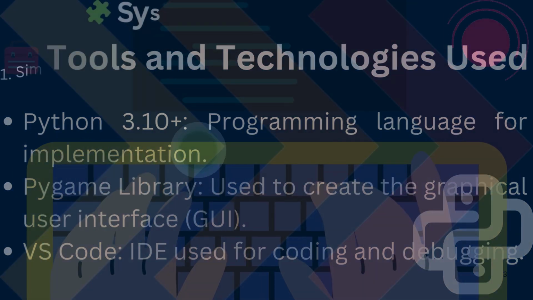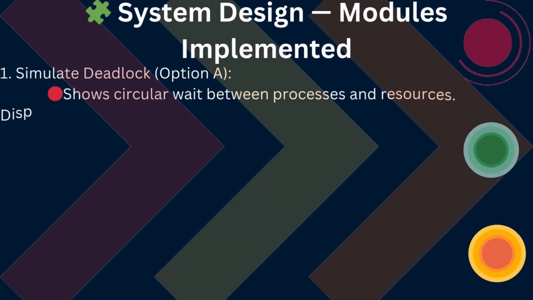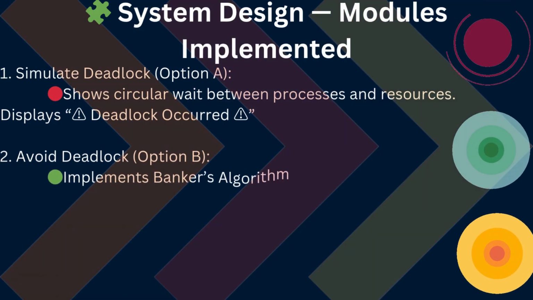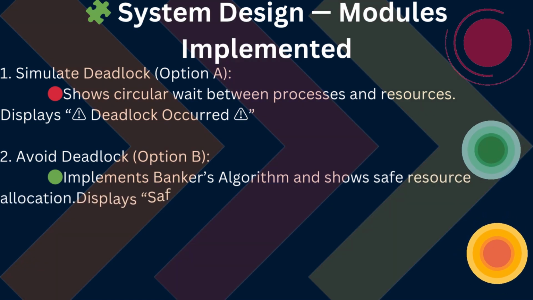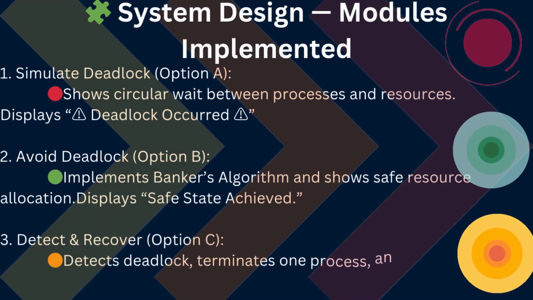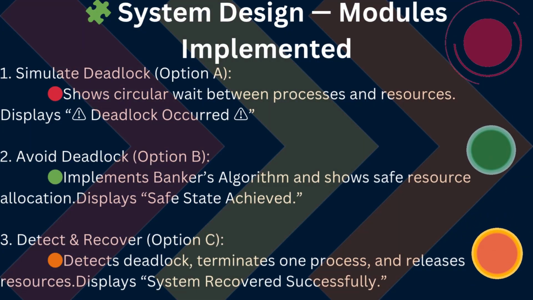Our visualizer has three main modules. The first one, Simulate Deadlock, shows a circular wait where processes are stuck waiting for each other. The second mode, Avoid Deadlock, uses the banker's algorithm to show a safe sequence of resource allocation. The third mode, Detect and Recover, identifies a deadlock, terminates one process, and releases resources to recover the system.